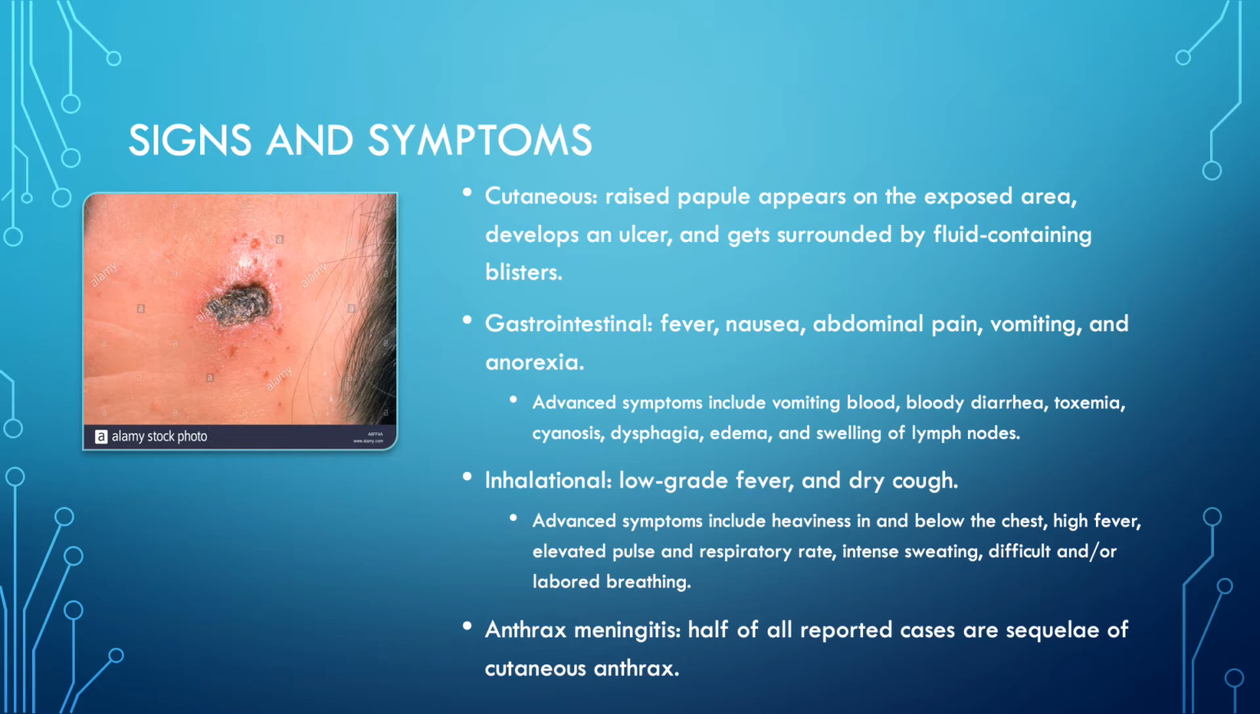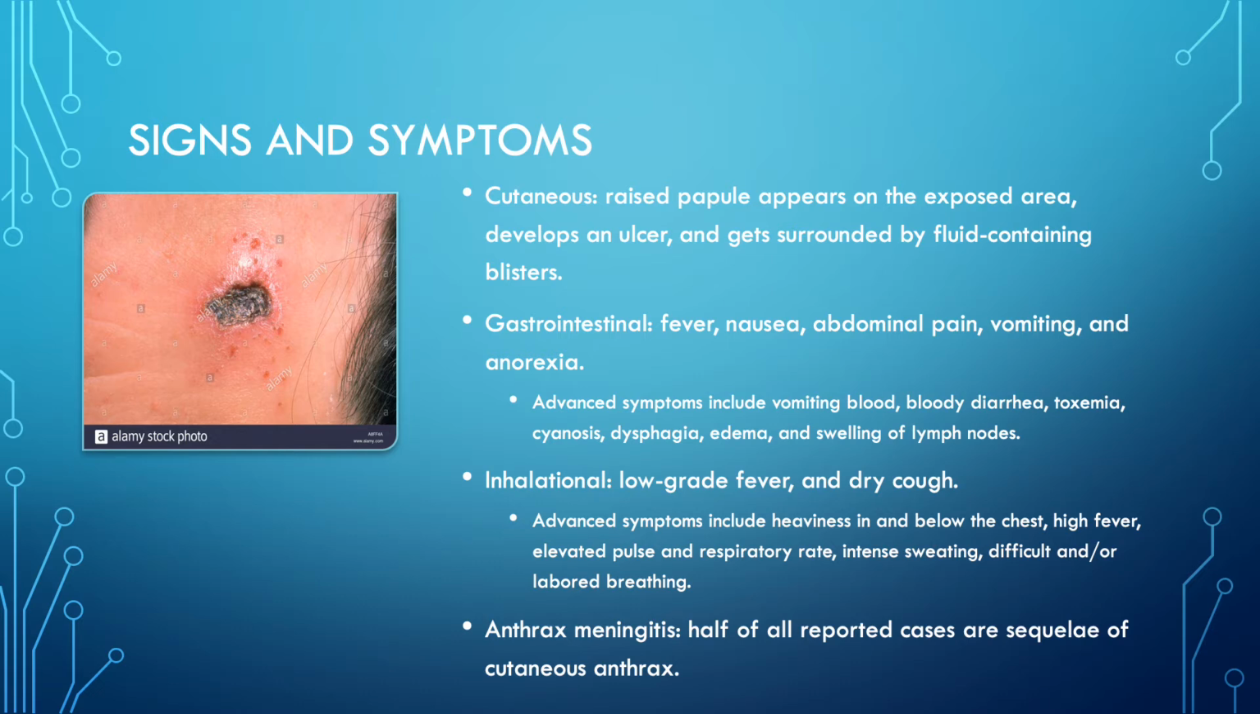Inhalational anthrax begins with 1 to 3 days of fatigue, low-grade fever, and a dry cough. These symptoms, which are similar to those of a mild upper respiratory tract infection, may be accompanied by an ache or feeling of heaviness in the chest and the area just below the chest. Following this, there will be a period of more intense illness characterized by high fever, elevation of the pulse and respiratory rate, heavy perspiration, and difficult or labored breathing.